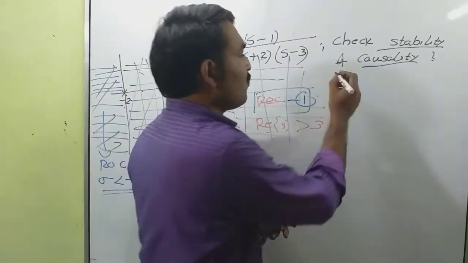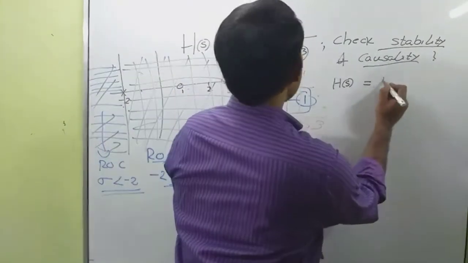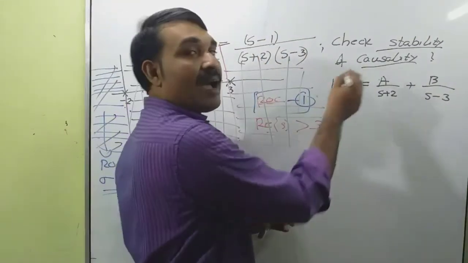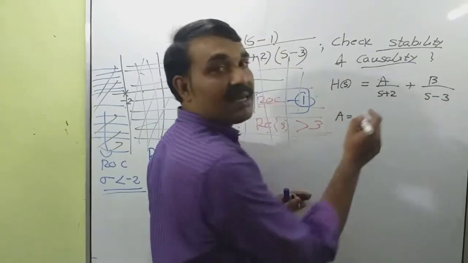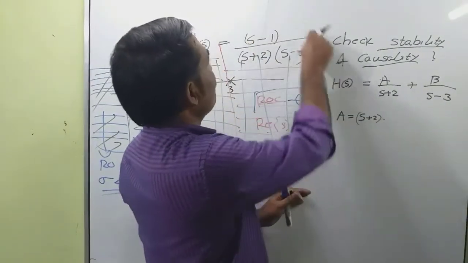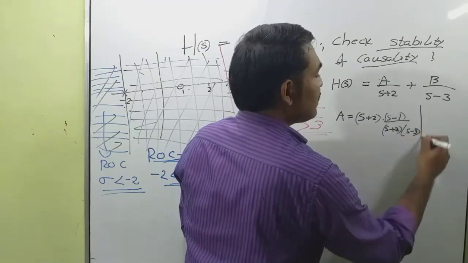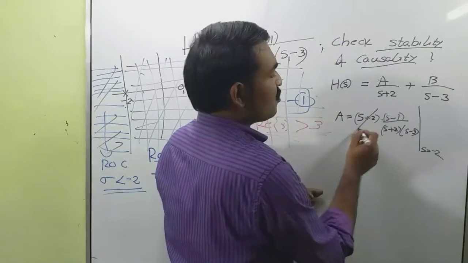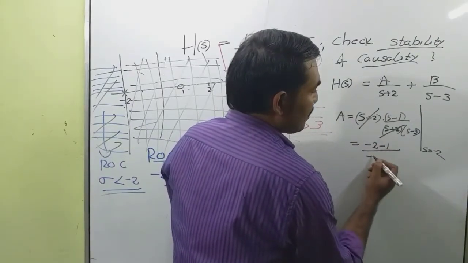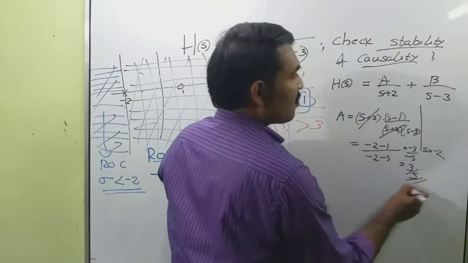Now I am going to write H(s) using partial fractions so as to find h(t): A/(s + 2) + B/(s − 3). Now find the values of A and B. We have a pole at s = −2, so I am using the method of residues. A is (s + 2) times the entire function, (s − 1)/((s + 2)(s − 3)), evaluated at s = −2. The (s + 2) terms cancel, and putting s = −2 in the remaining terms gives (−2 − 1)/(−2 − 3) = −3/−5 = 3/5. So the value of A is 3/5.